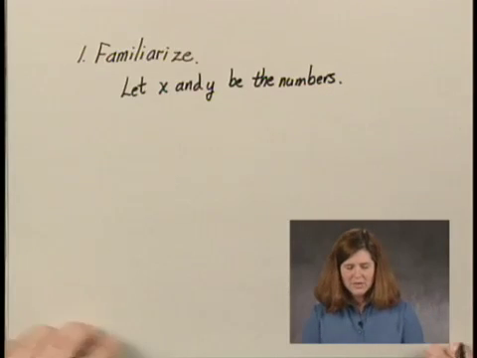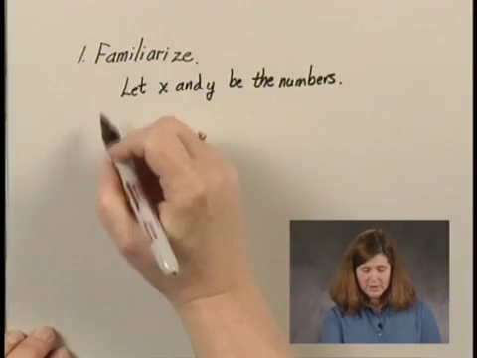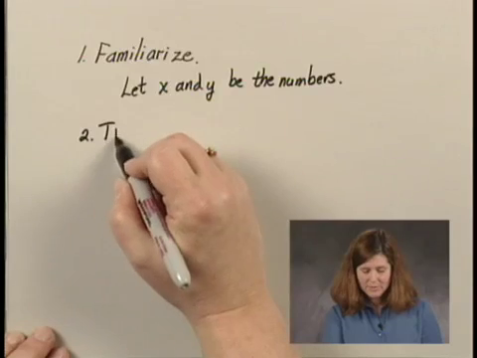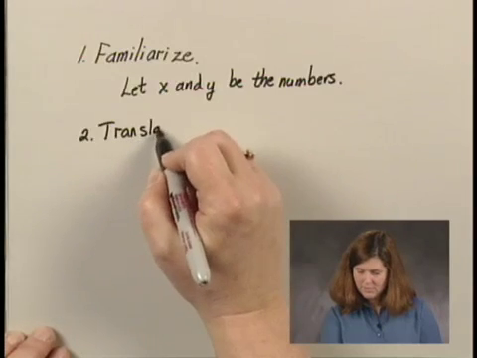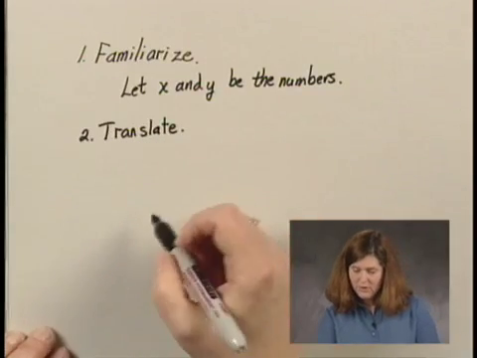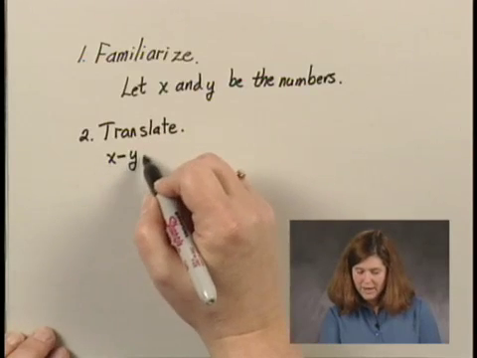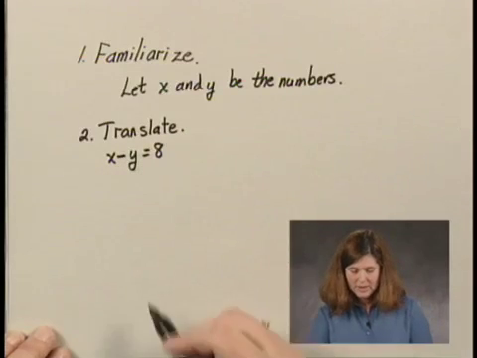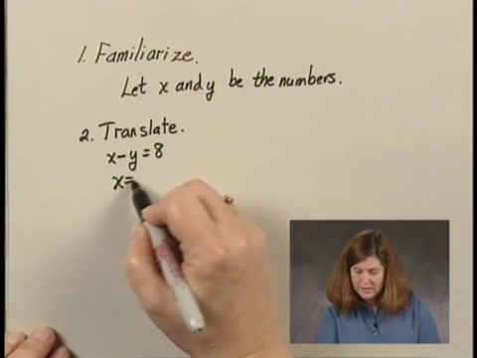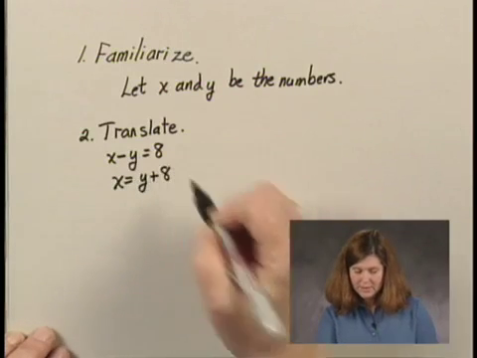Now we know that their difference is 8. So in the translate step, we know, for example, if x is the larger one, that x minus y is 8, or x is y plus 8.